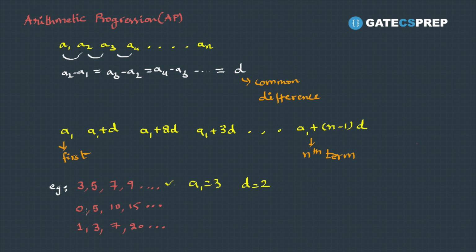How about here? Here, 5 minus 0 is 5, 10 minus 5 is 5, 15 minus 10 is 5. Again, everywhere the difference of the numbers is the same. Therefore, even this is in AP. Here the first term is 0 and the common difference is 5. Look at this. Here, 3 minus 1 is 2, 7 minus 3 is 4, 20 minus 7 is 13. Here the difference between the consecutive numbers is not the same. Therefore, this is not in AP.